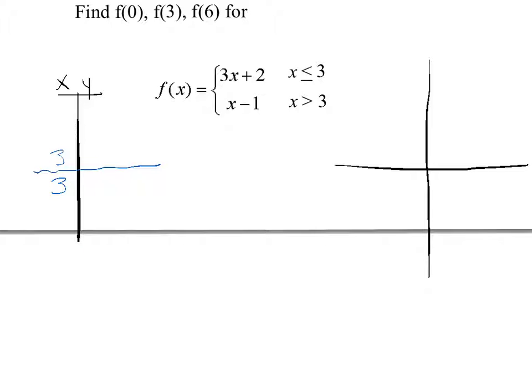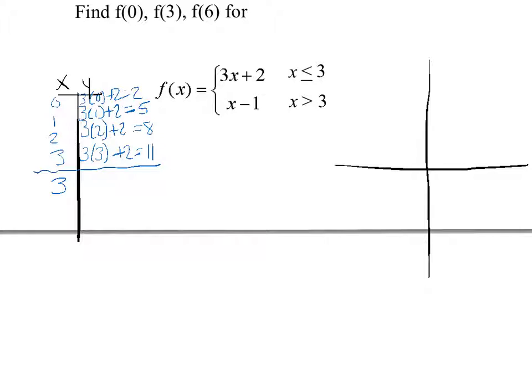Now the first equation says x is smaller than 3, so we'll give a value smaller than 3. And we plug them in the top equation. 3 times 3 plus 2 gives me 11. 3 times 2 plus 2 gives me 8. 3 times 1 plus 2 gives me 5. And 3 times 0 plus 2 gives me 2.